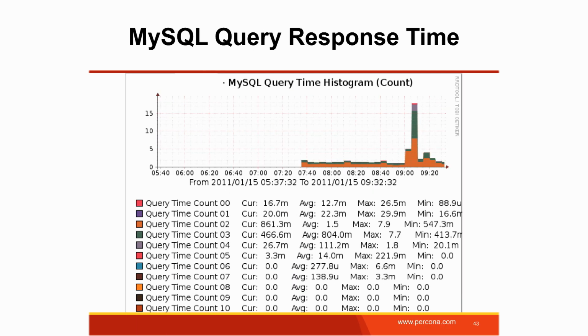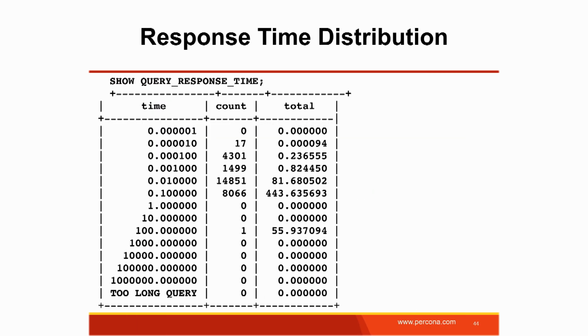Another useful one in Percona Server is the response time distribution. The thing we see here is that it just counts the amount of queries that took a certain amount of time, and it adds up the total response time in here. So this is a query that takes less than 1 microsecond, there were 0. A query that takes between 1 and 10 microseconds, 17 of them, and so forth. So from 100 milliseconds up to a second, 8,000 of them. And that was a total response time of 400 seconds.